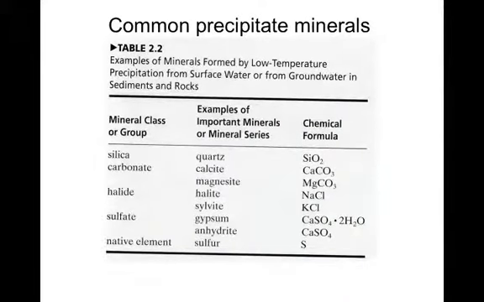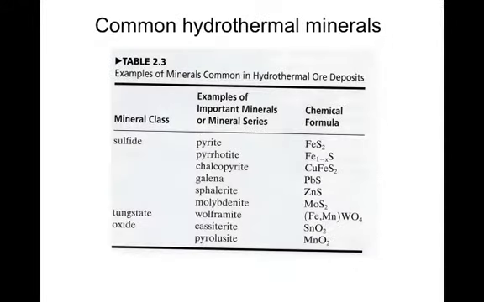Other minerals include precipitate minerals, so in evaporative environments that are seen in sediments. And those can include quartz, calcite, magnesite, halite, gypsum, sylvite, and anhydrite. And hydrothermal minerals that are more common in ore deposits, like the sulfides pyrite, chalcopyrite, galena, sphalerite, molybdenite, etc.